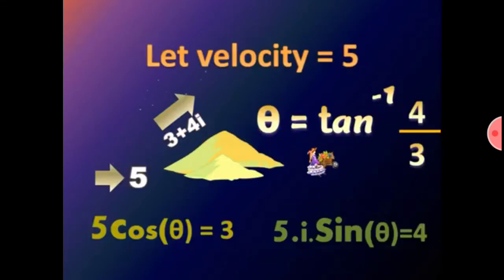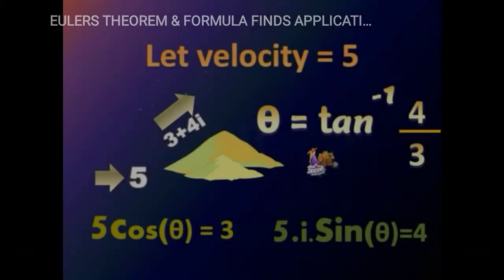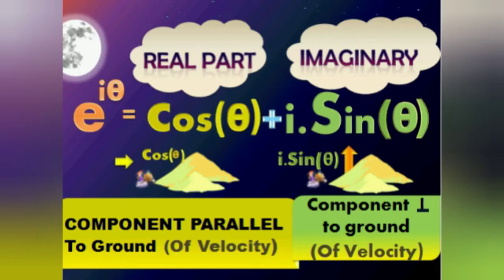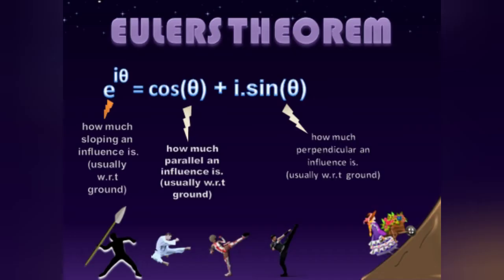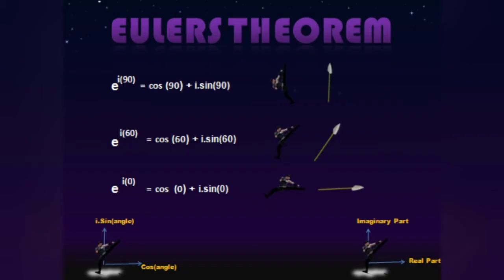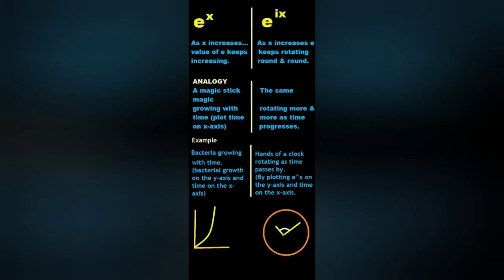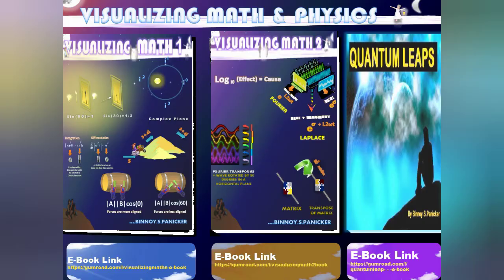Imagine this woman with a pram moving at a velocity of 5. Her velocity becomes 3 plus 4i, 3 being the parallel component and 4 being the perpendicular component. The theta can be found out. In e raised to i theta, cos theta is the real part, i sin theta the imaginary. Cos theta is a measure of how much parallel, i sin theta is a measure of how much perpendicular influences e raised to i theta at different angles. The difference between e raised to x and e raised to ix is short.